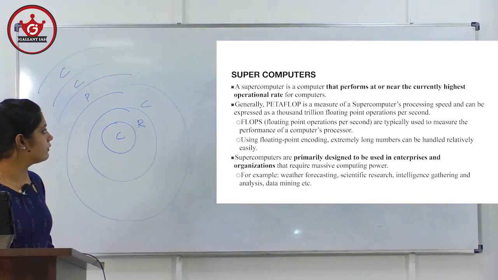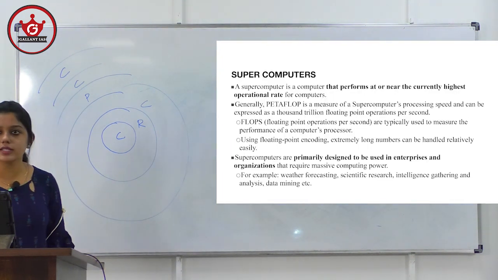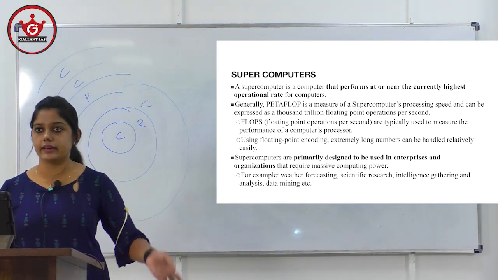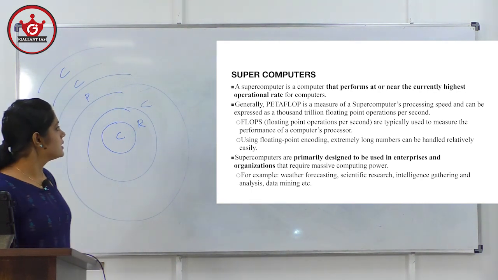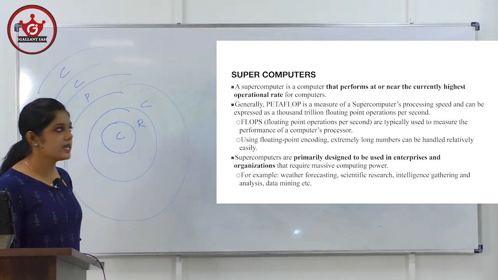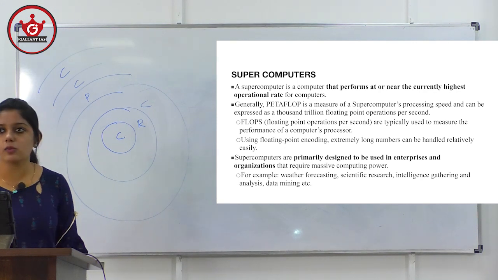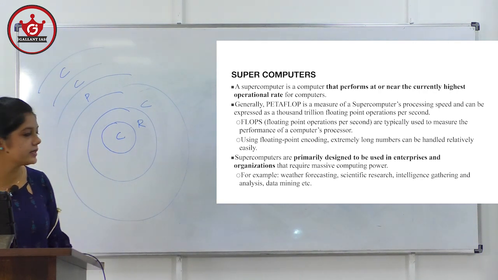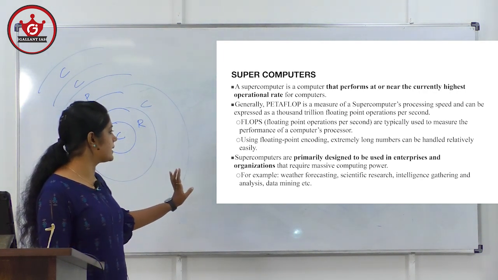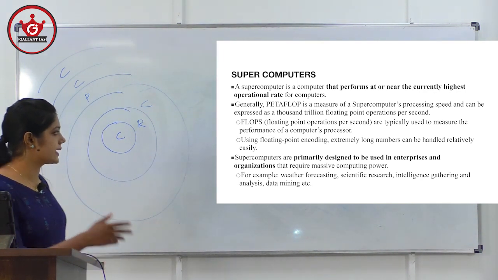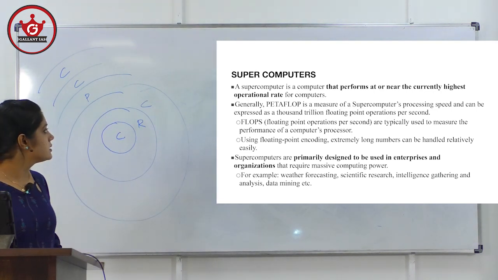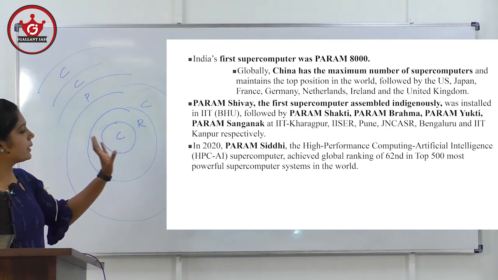Moving on further, we have supercomputers. What are supercomputers? They perform at or near the currently highest operational rate. Generally, petaflop is a measure of supercomputers. Currently, Param Ganga was in news. That is why I have included this topic. They are primarily designed to be used in enterprises and organizations, for weather forecasting, scientific research, intelligence gathering, analysis, data mining, etc.